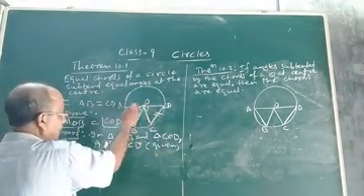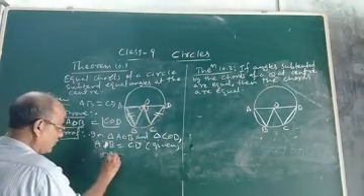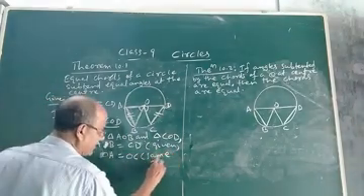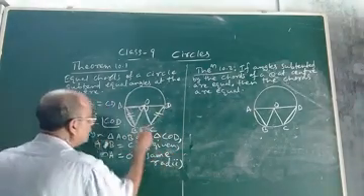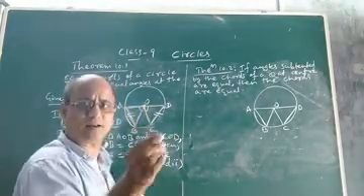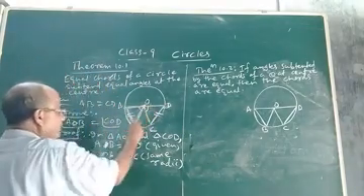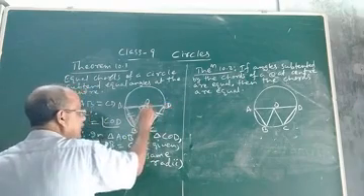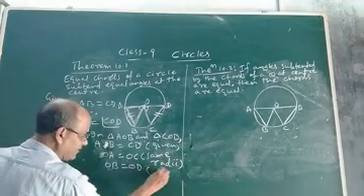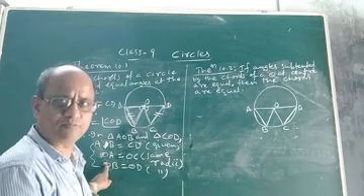Now look at OA and OC. They will also be equal. Why? Because they are the same radii. The two radii of a circle are of the same length. So OA and OC will be equal. What about OB and OD? Again, OB and OD are also the same radii. So now we got the three matching parts.